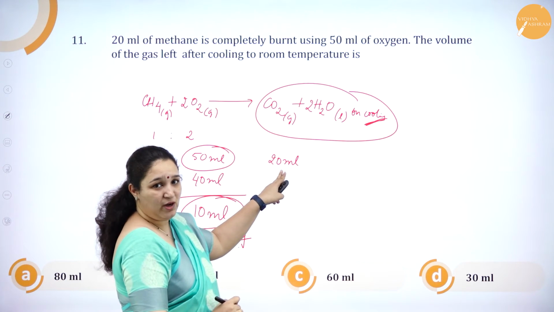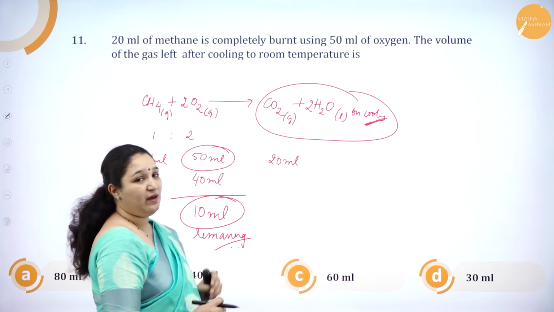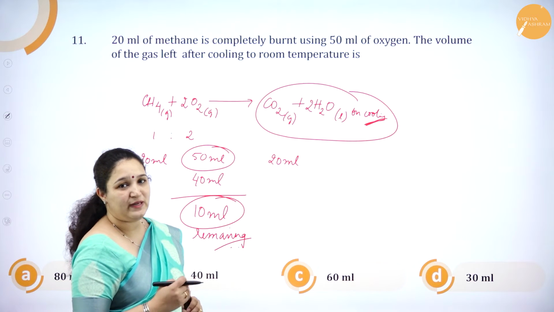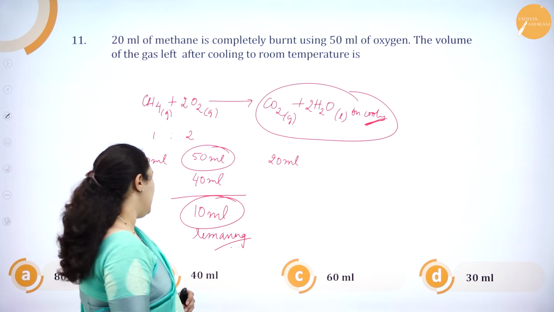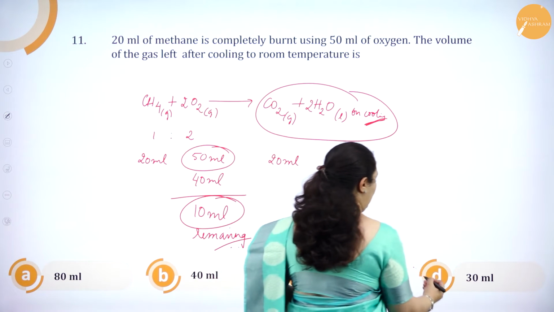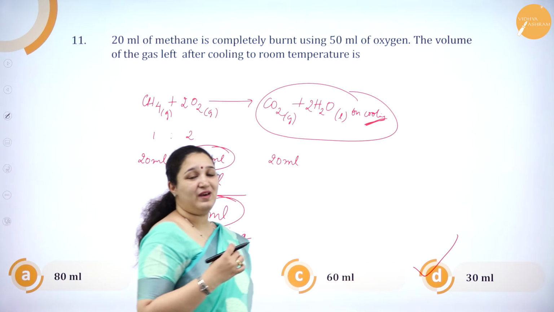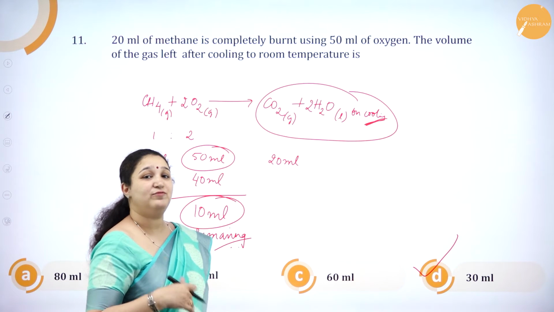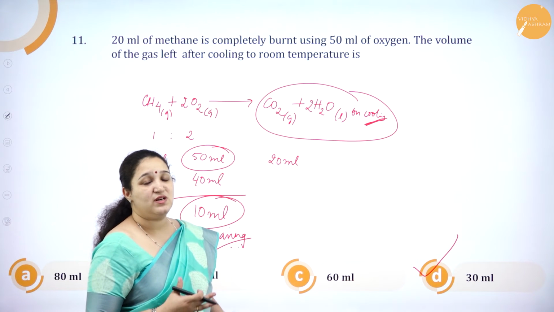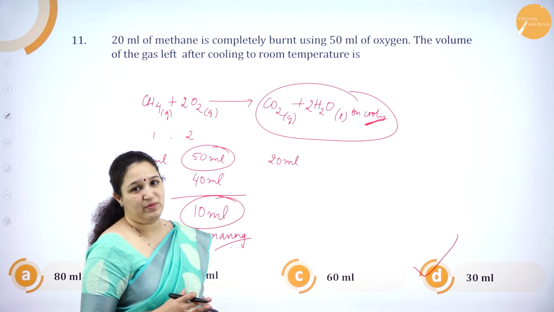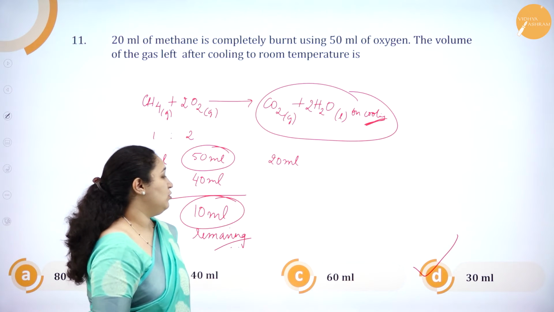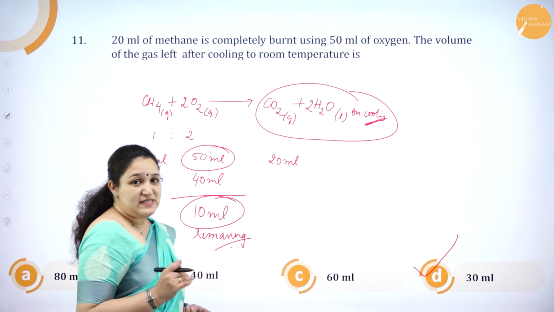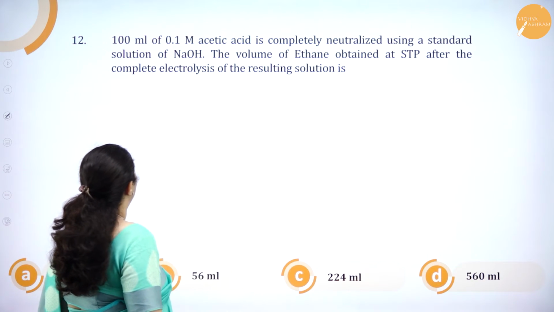20 ml of carbon dioxide is formed. So 10 plus 20 ml, what is the amount of gas which is remaining? 20 plus 10 is 30. The answer is option D, that is 30 ml of gas is remaining or left out after the reaction mixture is completely cooled to room temperature. Okay. So 30 ml is the correct answer. So we'll see the next question.